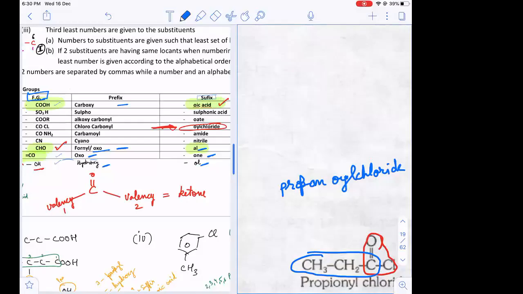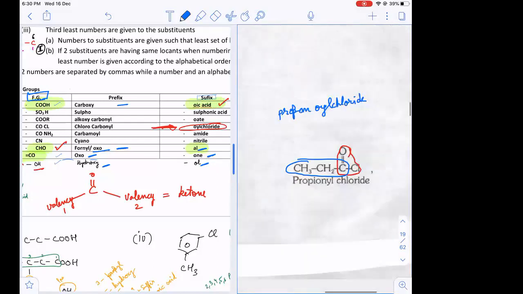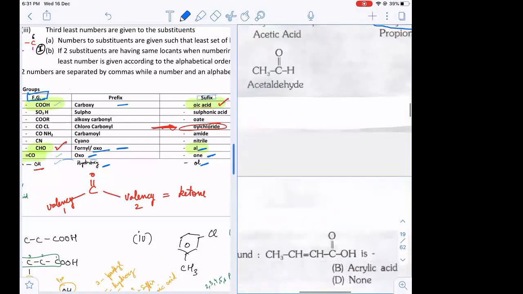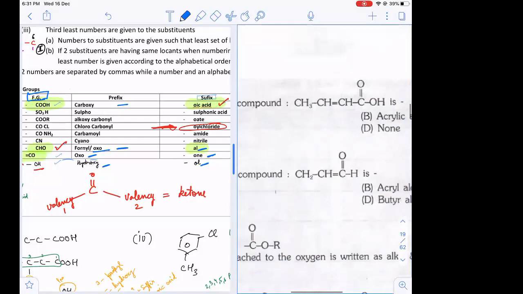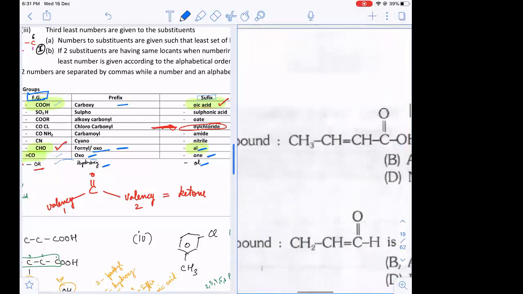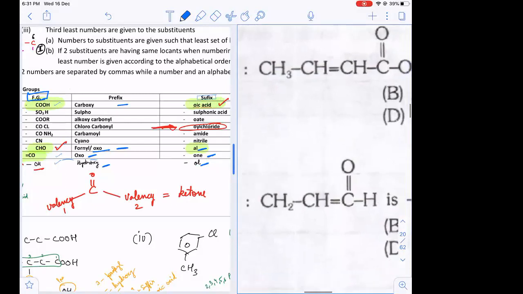With the naming done, let's move a little further. Nikhil is also with us. Okay, let's see some more. Let's see this compound. Please name this one. I've underlined this compound.